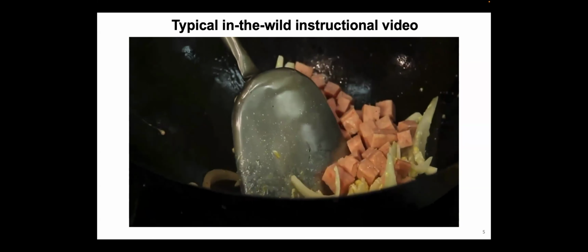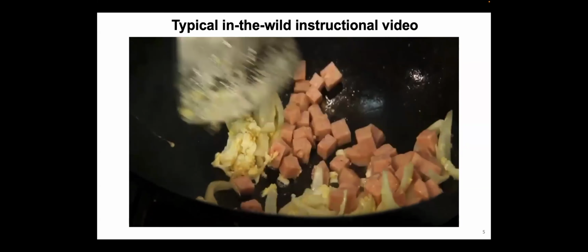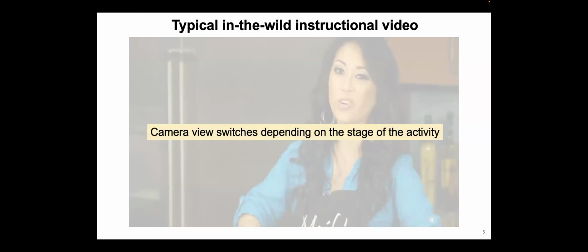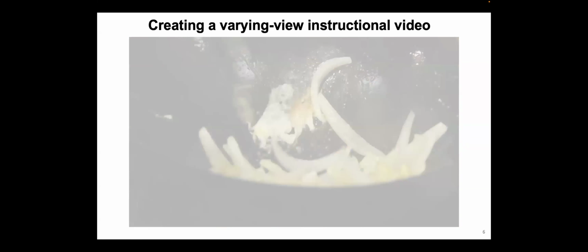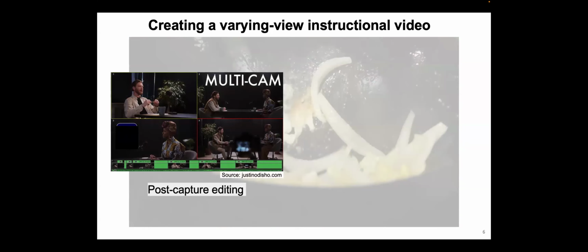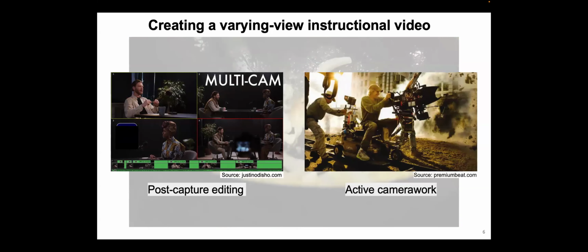So yeah, as you may have noticed, the camera viewpoint in an instructional video switches depending on what stage the activity is at. Sometimes the camera view shows a close-up of the activity, and sometimes it shows a wide angle view. But how do you make such a varying view video? The standard way to do it is to either do post-capture editing of a multi-view video or perform active camera control when shooting the video.